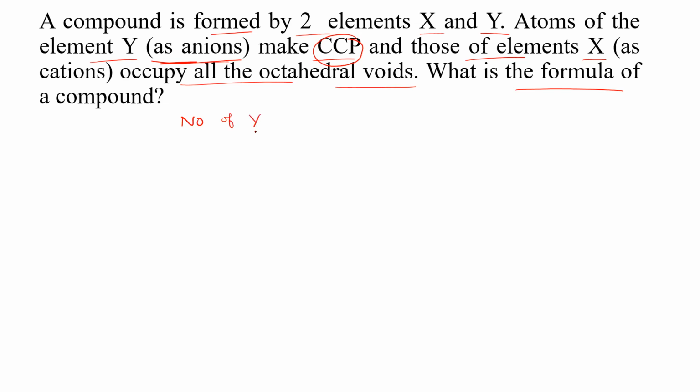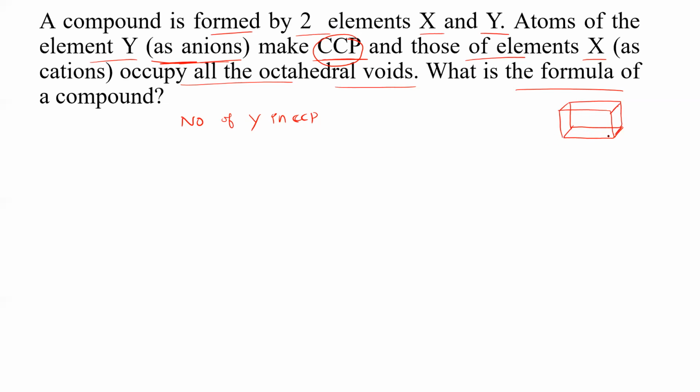Sir, what is CCP, sir? CCP is cubic close packing. HCP means hexagonal close packed structure. So number of Y in CCP, how can we calculate? Cubic close packed structure and hexagonal close packed structure are almost similar. Then what kind of unit cell can we use here? FCC, it's FCC.